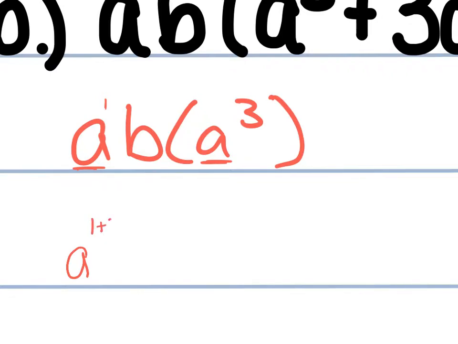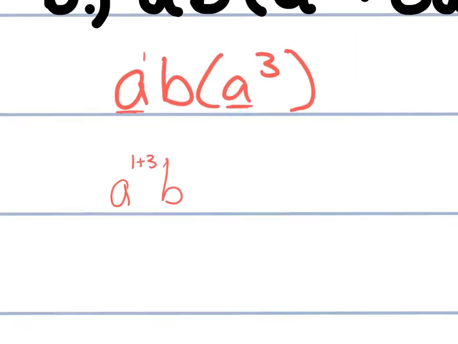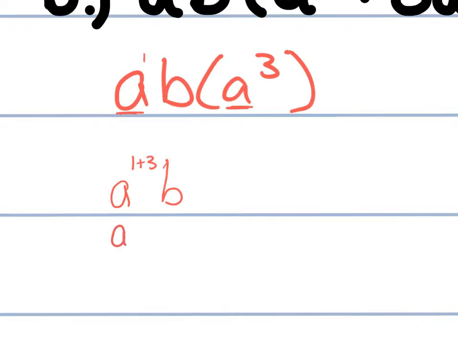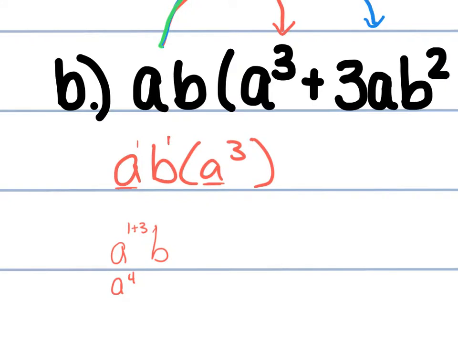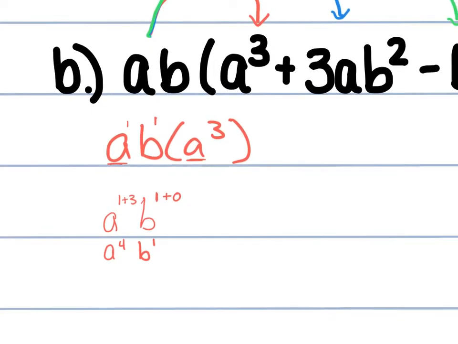Add them. So we're going to go like this, 1 plus 3. Okay. And what does that 1 plus 3 become? 4. Okay, so we got A to the 4th. Now that B has 1 there, and there's no other B's to add it to, so it's 1 plus 0, which is just 1. So that first multiplication becomes A to the 4th, B to the 1st.